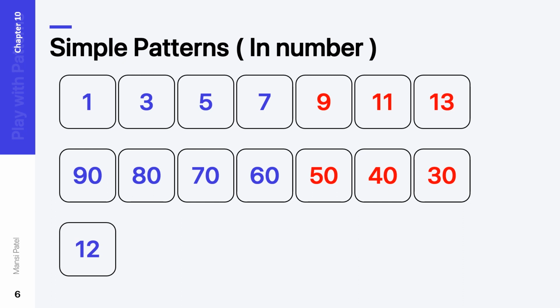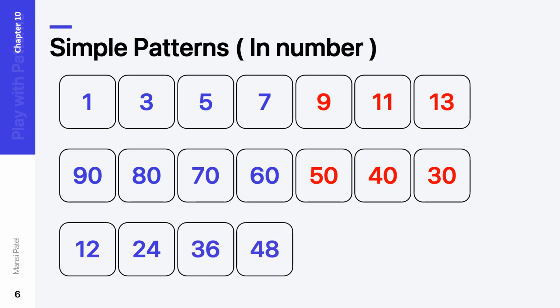Now your next one: number 12, then 24, 36, 48. Now you can see here they have given the table of 12. 12 ones are 12, 12 twos are 24, 12 threes are 36, 12 fours are 48. Now whose turn? 12 fives are 60.